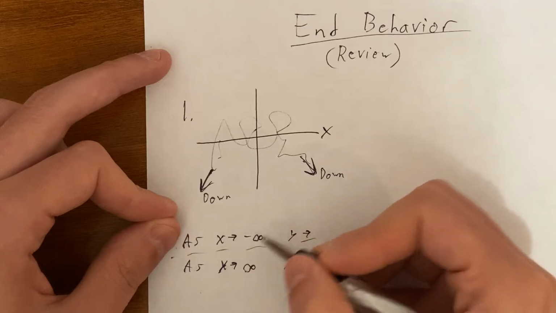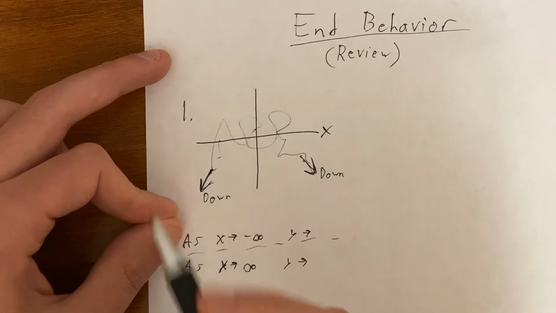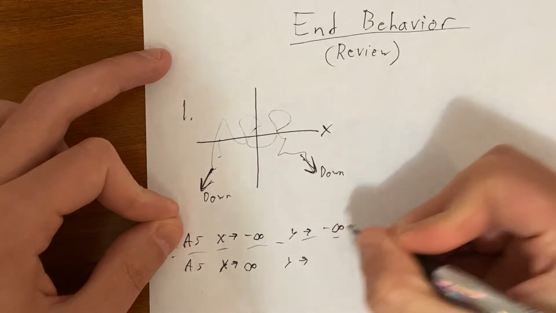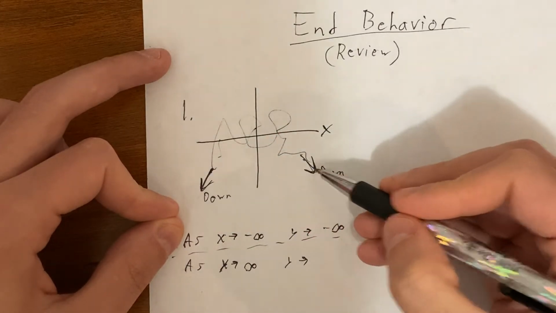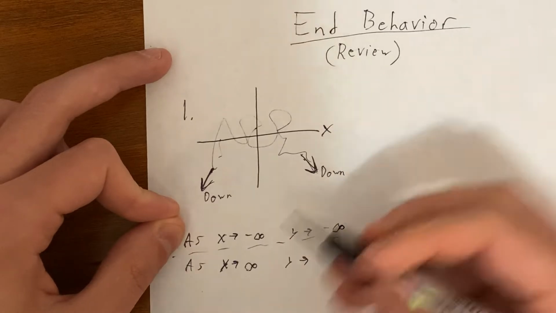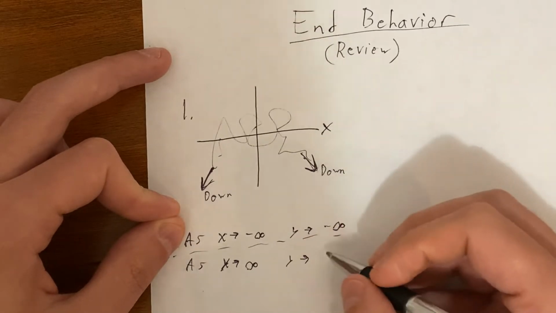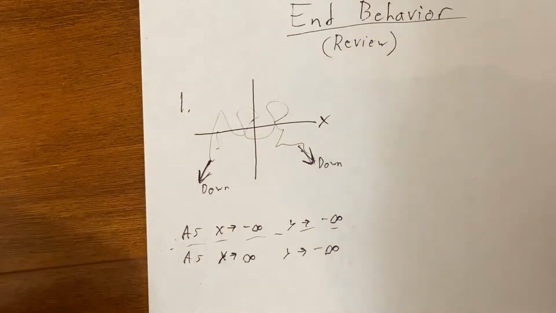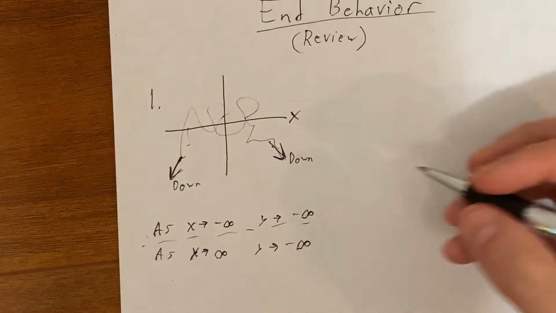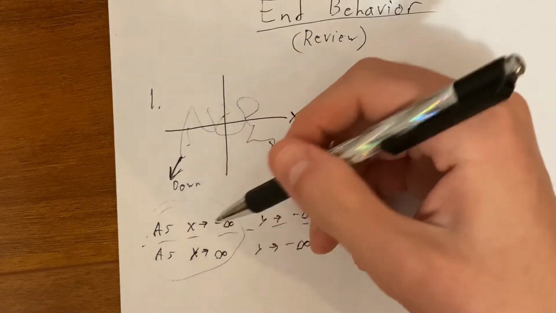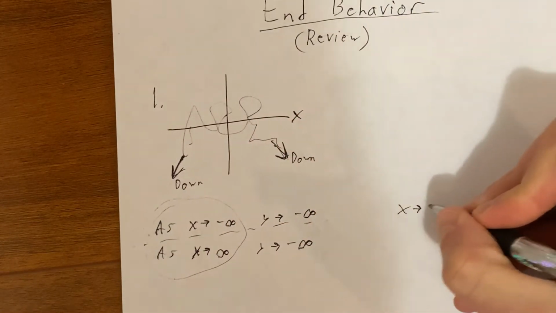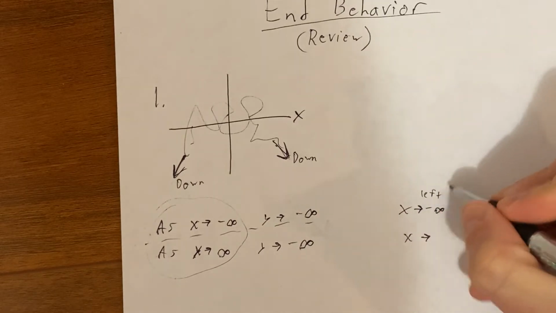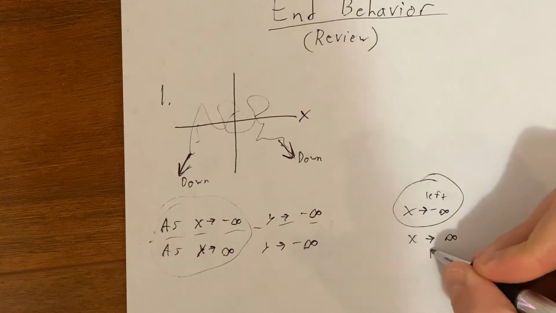So on the left side, where x is negative infinity, it is going down, and down is going to negative infinity. Whereas on the other side, the right side, on the positive side of x, so positive infinity, it is also going down to negative infinity. Now, it is important to note that most of the time, this part's going to be pretty standard. As x goes to negative infinity, that means the left side. And as x goes to positive infinity, that means the right side.